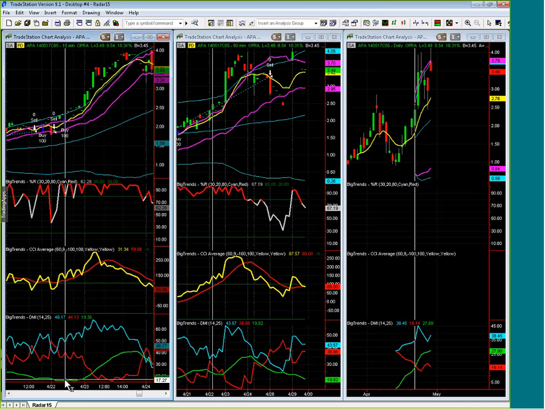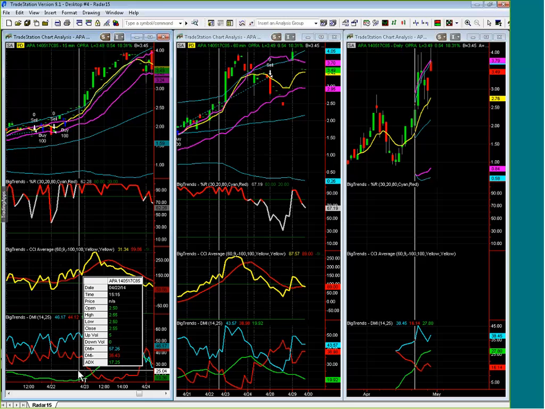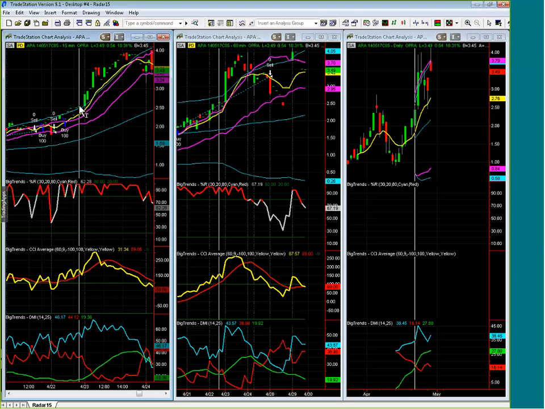ADX was coming off a low level and just starting to trend actually that afternoon, right about the time we're putting out our trade. Now remember, we were buying the weeklies for $1.50. The monthlies were trading at 2.5.